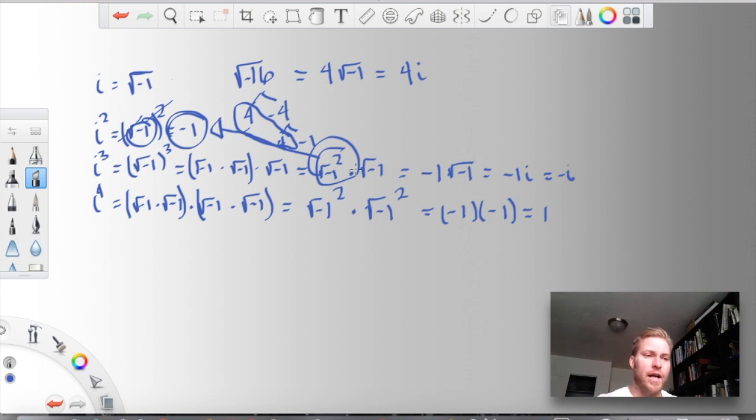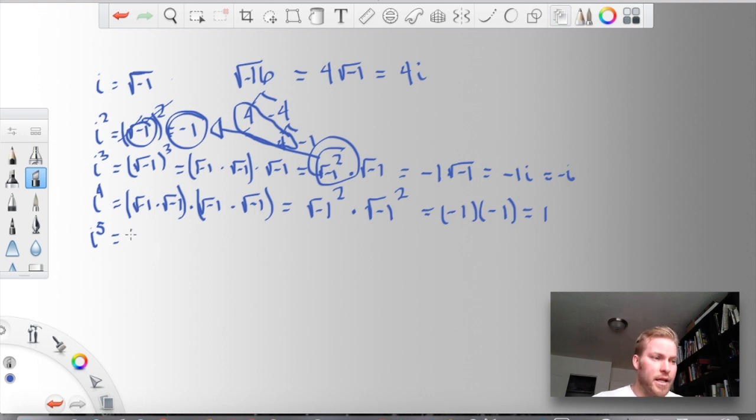And I think that hopefully you guys will see some sort of pattern emerging here, that our first, i squared, is going to give me negative 1, right? And i cubed is going to give me negative i, and then i to the 4th is going to give me positive 1. And hopefully, again, you can see this pattern emerging here as to what i to the 5th power is going to be. And let's just expand this out just like we did with the other steps there, and see what we get.